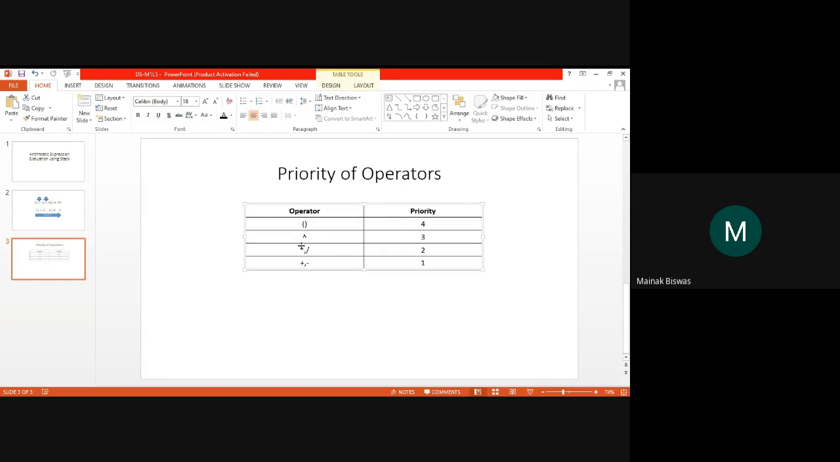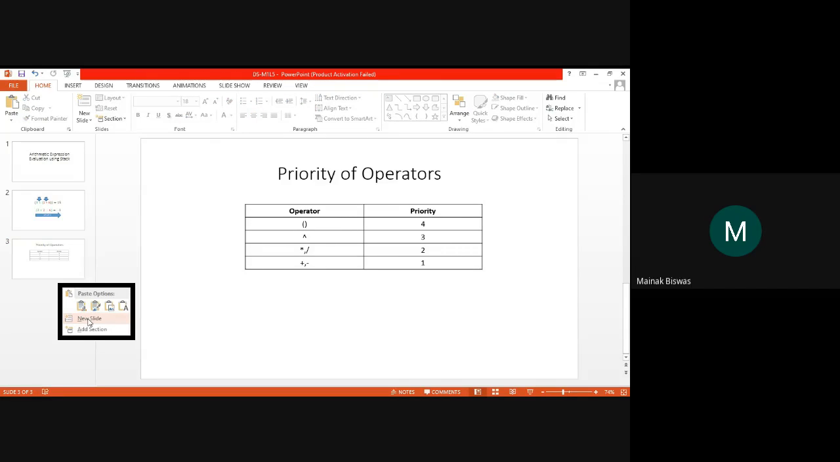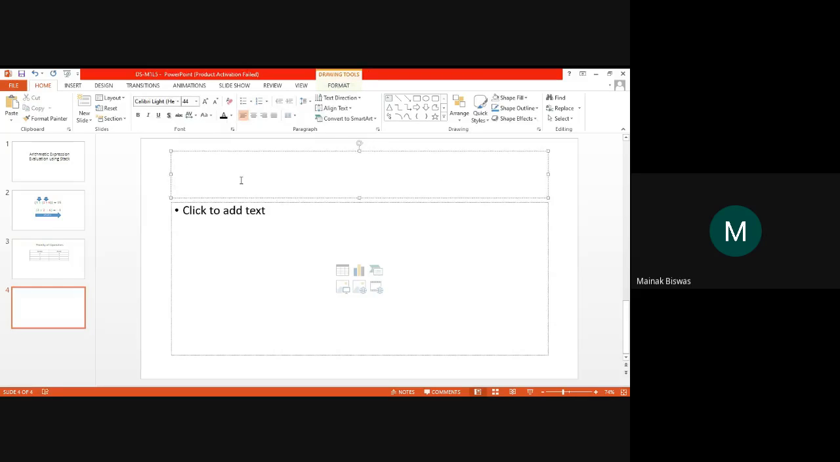Okay, so the brackets have a higher priority, exponential has a lower priority than that, multiplication and division has a lower priority than that, and addition and subtraction has a lower priority than that. Then how to resolve? Now the problem for this computer is how to resolve an arithmetic expression. So basically, it's a 2-step process.